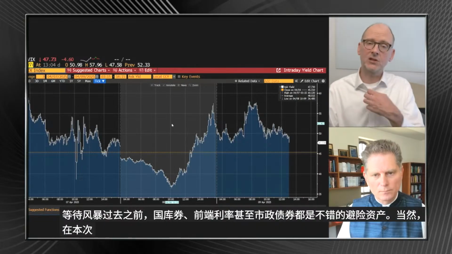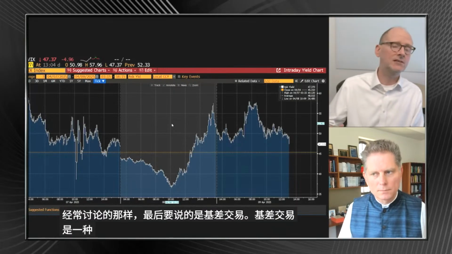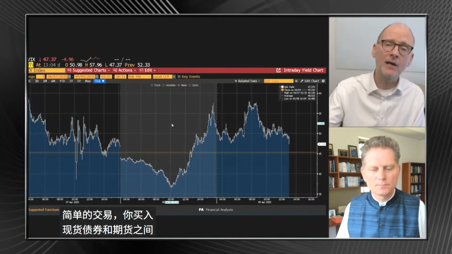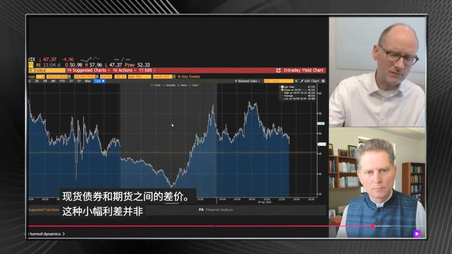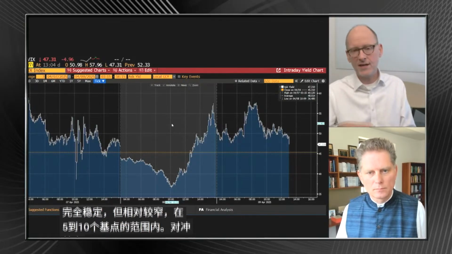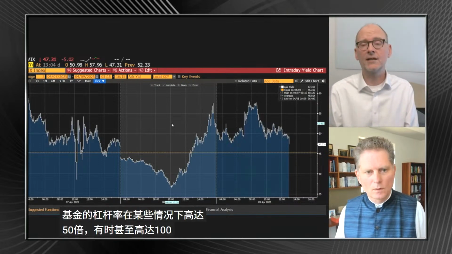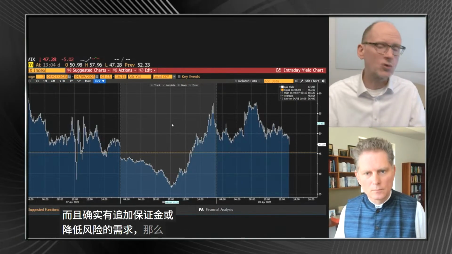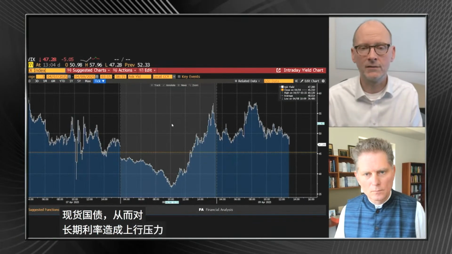And the last thing, of course, in this discussion, as you and I, Marcus, talk about often, is the basis trade. The basis trade is the simple trade that you buy the difference between the cash bonds and futures, and that small spread has been not totally stable, but relatively narrow, in a range of 5 to 10 basis points. Hedge funds have that levered on, in some cases 50 times, or in some cases you also hear 100 times. And of course, if that's very levered and you do have margin calls or needs for risk reduction, then that would also involve hedge funds selling their cash Treasuries and therefore also putting upward pressure on long-term interest rates.